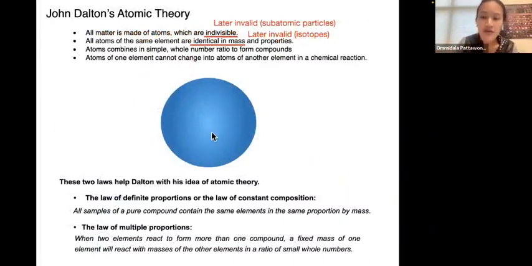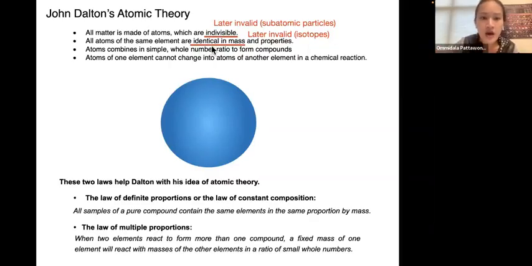The first idea of atoms comes from John Dalton, right? He used the law of definite proportion, the law of multiple proportion, and other systematic observations to help him come up with this idea of atoms. Pretty much he described the atom as indivisible, and all matter made of atoms. Later, we discovered that this indivisible idea of the atom is invalid because atoms also contain subatomic particles that are smaller than the atom itself.